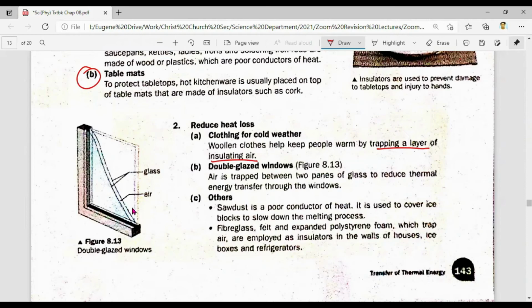Another one is called the double glaze window. You can trap air in between, so a solid with a layer of gas in between another solid. Because gas is a poor conductor of heat, heat transfer inside the house or to outside the house is actually slowed down.